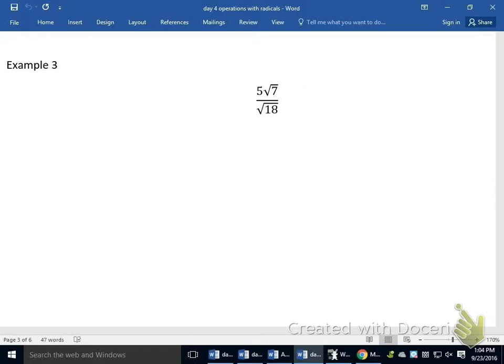So on this problem, all I'm going to do is multiply by the root of 2 over the root of 2. And again, that's because that will make the denominator the root of 36, which I can take the square root of, saving yourself some work. On the numerator, this will become 5 times the square root of 14, the root of 7 times the root of 2. And on the denominator, like I said, it's the root of 36, and that denominator will change to a 6. And still 5 root 14 on the numerator.